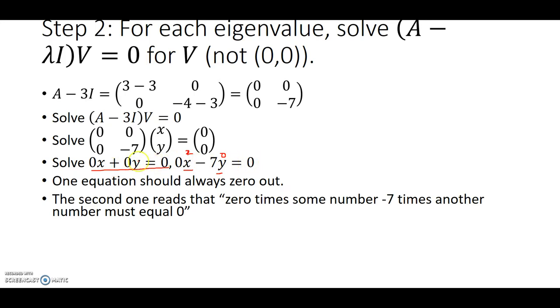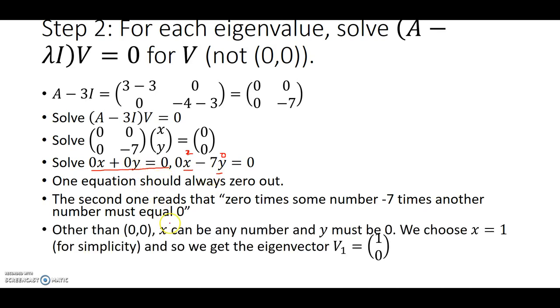Definitely satisfy the first one, because 0 times any number is 0, and 0 times any other number is 0, and add them together, you still get 0. And so other than 0, x can be any number, and y must be 0. If y is 1, for example, then you'd have negative 7 on the left, but 0 on the right, and that would not be an equality.